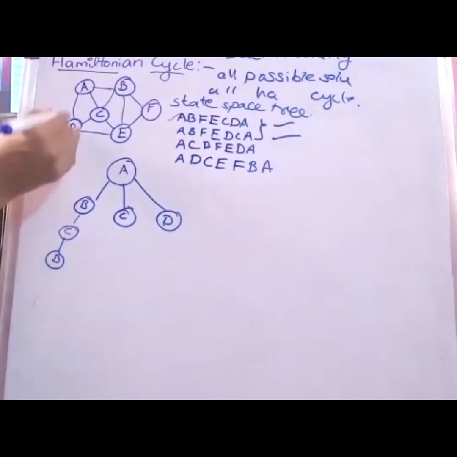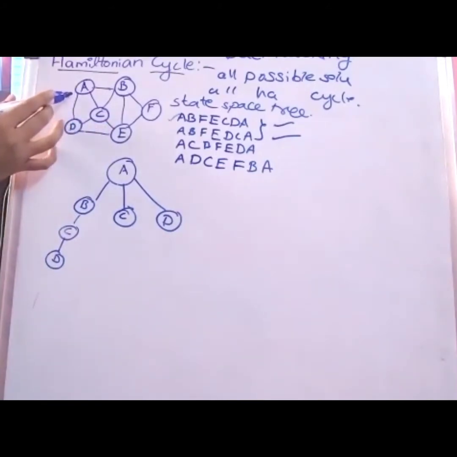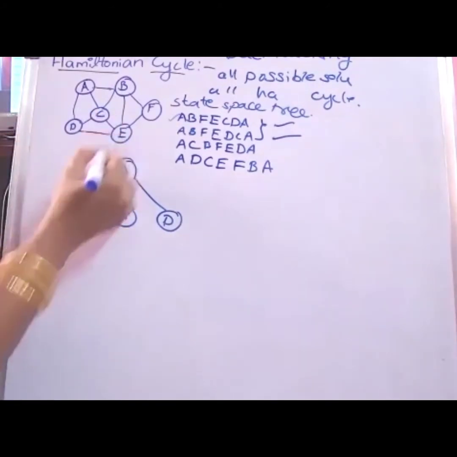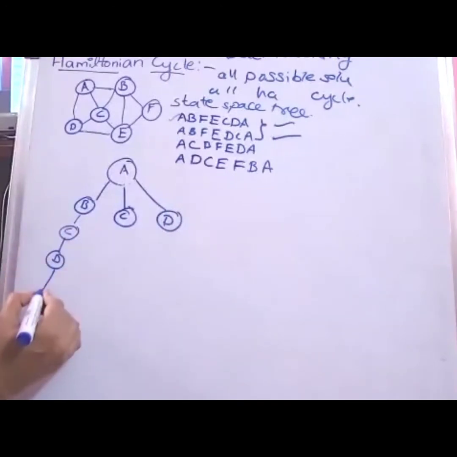After that, from D, D to A is there and D to E is there. I want to visit all the vertices. A is already visited. If I don't visit the remaining vertex, it will not be considered a Hamiltonian cycle. So to find the Hamiltonian cycle from this point D, I try to visit the other vertex which is not yet covered, so I am going to E.